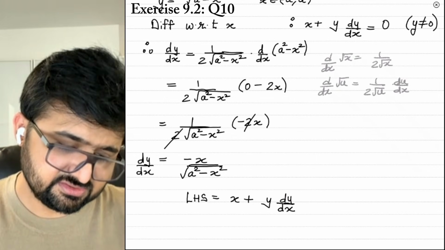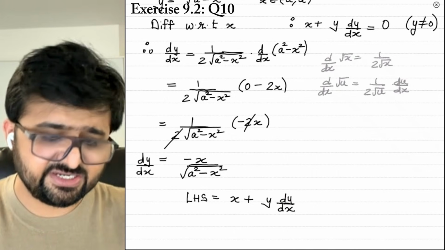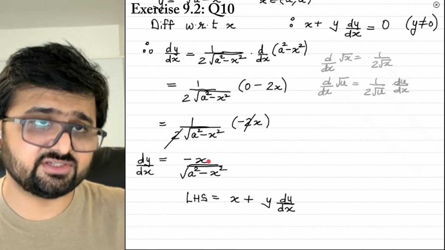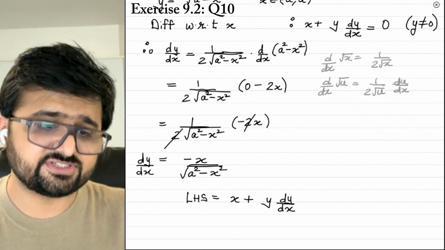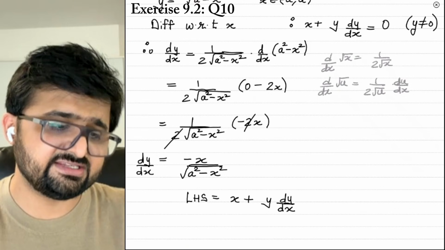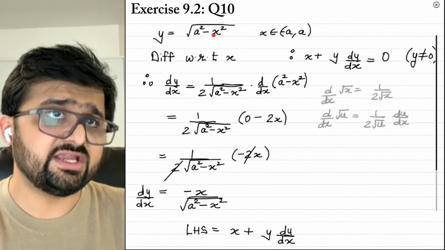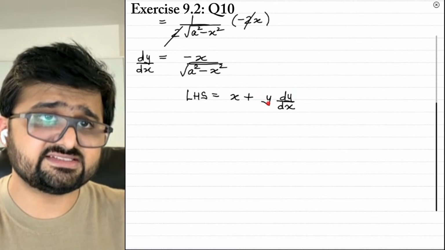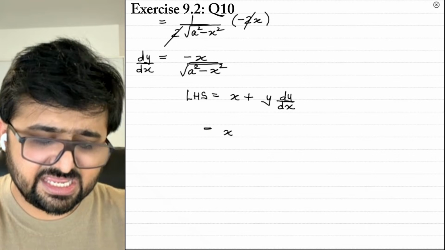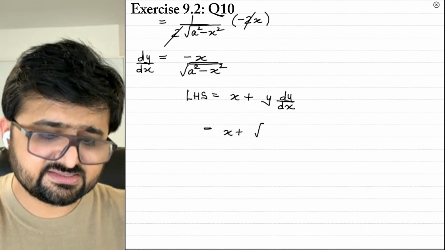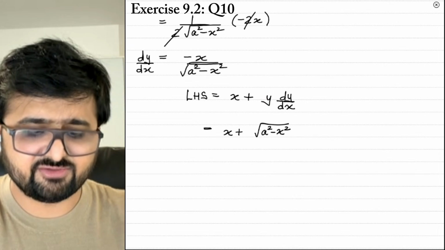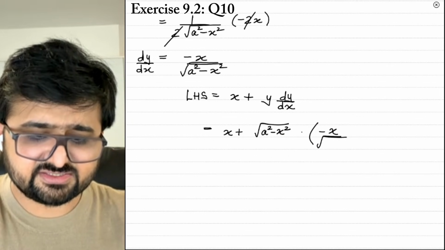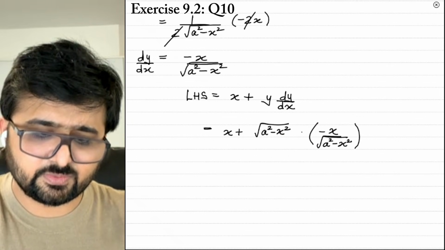Note that if we substitute dy by dx here, which is this term, this will be in terms of x because dy by dx is in terms of x. It is also best now to substitute the value of y, which is square root of a square minus x square. So let us substitute not only dy by dx, but even y. So we get x plus, now y is square root of a square minus x square from the given equation, and dy by dx is minus x divided by square root of a square minus x square. I hope that makes sense.